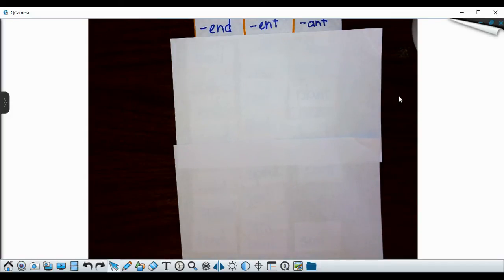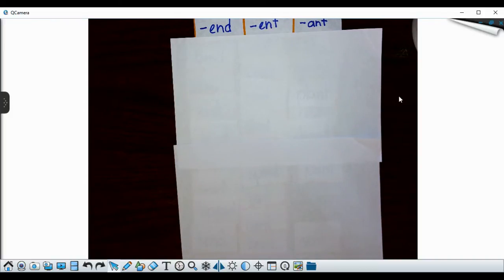Today is day 7 in our wonderful word sort number 62 of the preconsonantal nasals end, ent, and ant. So we are going to go ahead and you know what to do, right? Pause that video and sort your words.